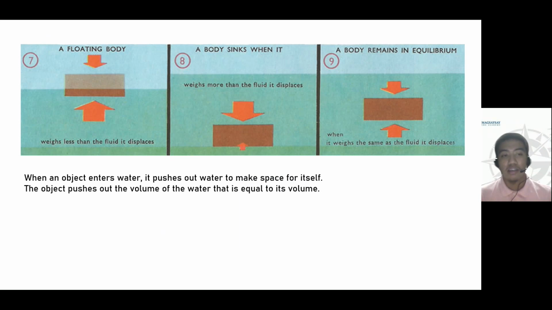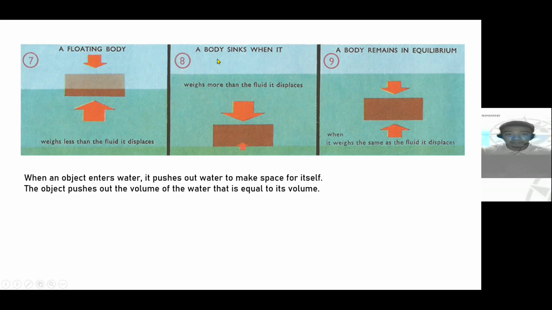Here, this is a picture showing that when an object enters the water, it pushes out the water to make space for itself. The object pushes out a volume of water that is equal to its volume. In the second picture, a body sinks when it weighs more than the fluid it displaces. And in the third picture, a body remains in equilibrium when it weighs the same as the fluid it displaces. By the way, this is called displacement.